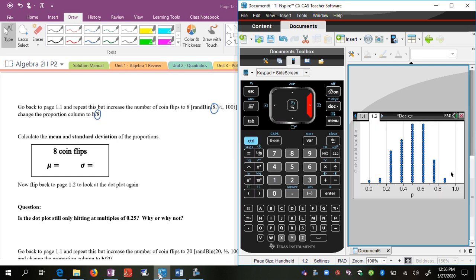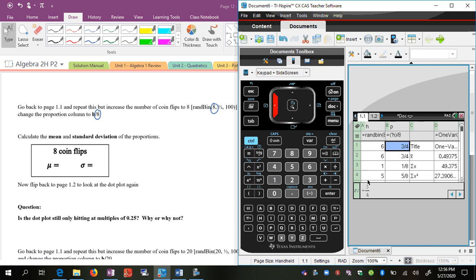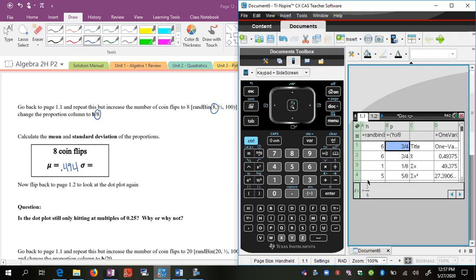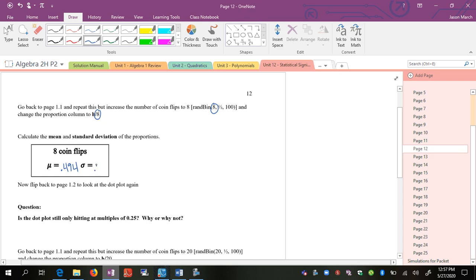And actually, the nice thing is my live data has the mean recalculated: 0.49375, so 0.494. The standard deviation was 0.173, or 0.174 if I round.